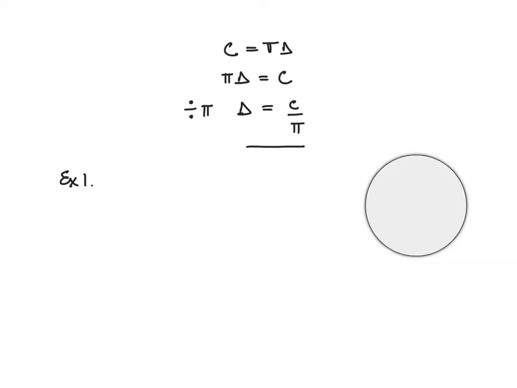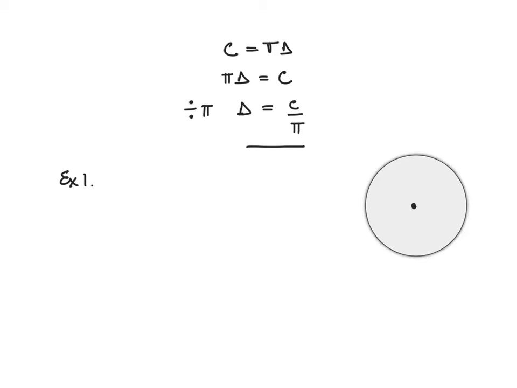The formula for the circumference of a circle is c equals pi d. If I turn that formula around, so pi times d equals c, then I divide by pi, I get d equals c divided by pi. And that is the formula for calculating the diameter of a circle given the circumference. Now, here's the first example.